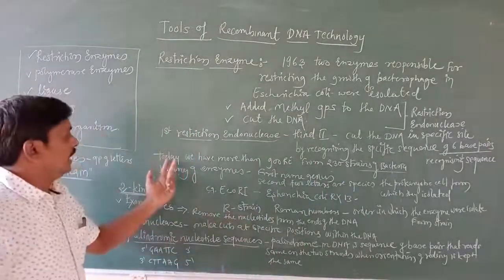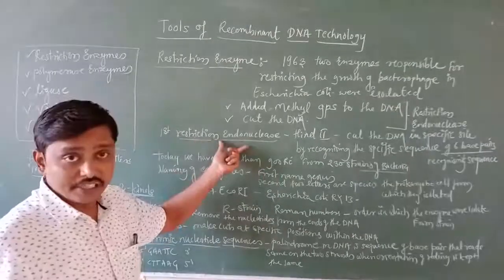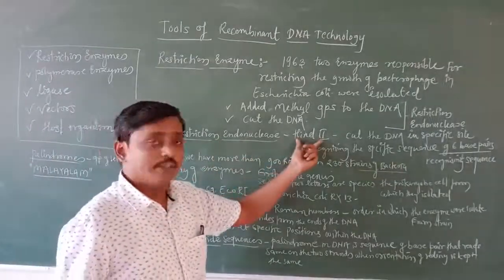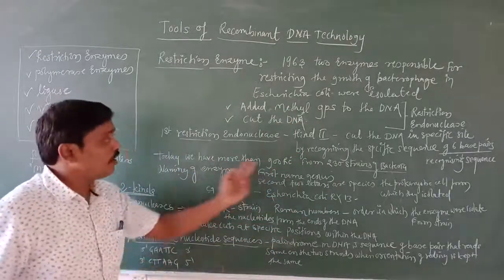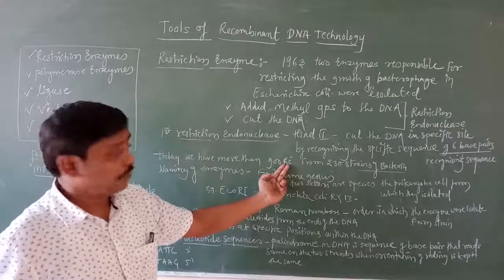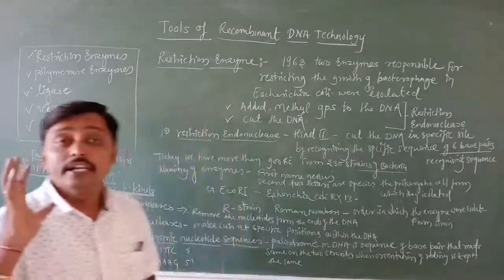Right, so today we have more than 900 restriction endonucleases. Today we have 900 restriction endonucleases from 230 strains of bacteria.